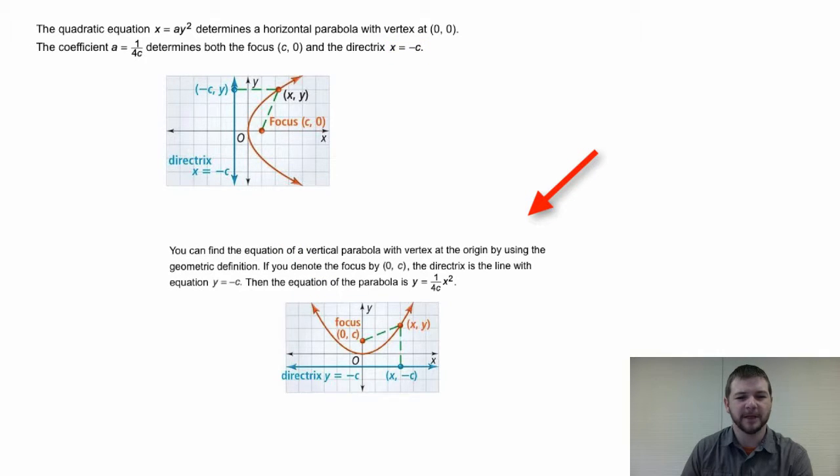So here I've added some information from one of the previous slides regarding vertical parabolas. Take a moment to consider the two. Compare them and notice that a whole lot of the same information applies to both, except x and y have changed places.